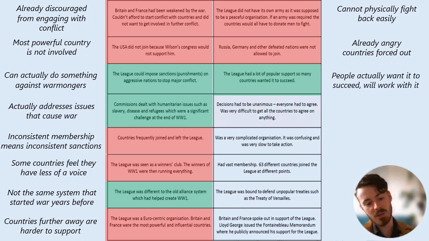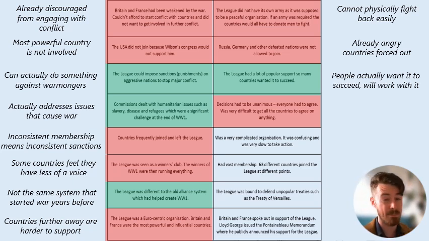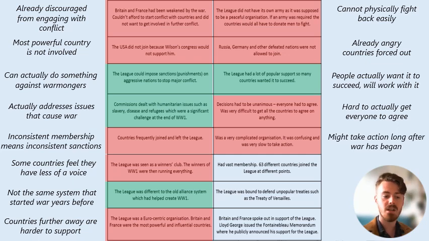This one's a big one, and we're going to talk about this in a moment, but the League's decisions had to be unanimous. The League's decisions, or at least the Assembly's decisions, had to be unanimous. Essentially that unanimous decision-making takes a long time for people to agree. The League was complicated, which meant things were slow and confusing for people, so it takes slow decisions.